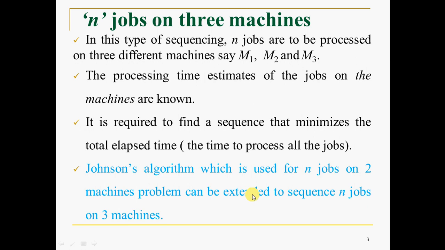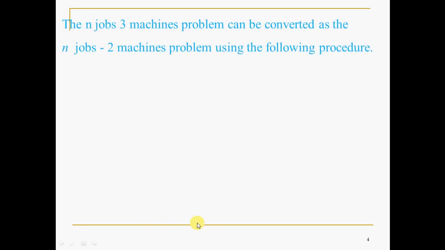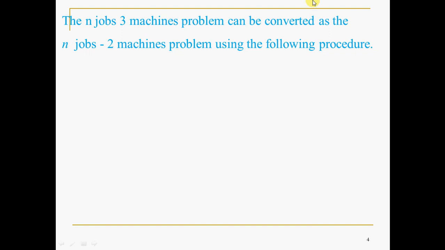Johnson's algorithm, which is used for the n jobs two machines problem, can be extended to sequence n jobs on three machines. Already we have discussed Johnson's algorithm for sequencing of n jobs on two machines. The same algorithm can be extended to n jobs on three machines. The n jobs three machines problem can be converted into the n jobs two machines problem using the following procedure.